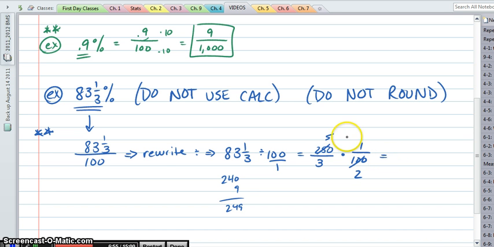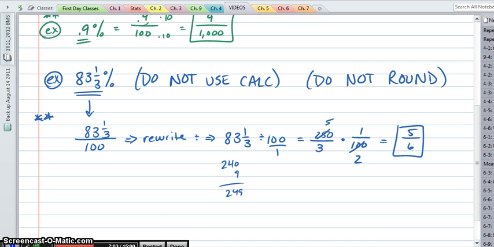And then you just multiply. 5 times 1 is 5. 3 times 2 is 6. And we are done. So it turns out that 83 1/3% is equal to 5/6. You would not get this if you rounded 1/3 to 0.3. So again, I want to work with exact answers. I do not want estimations, and you can do it by doing some work on paper, which won't take that long. So please keep this, specifically this example, in mind while working through your bookwork.